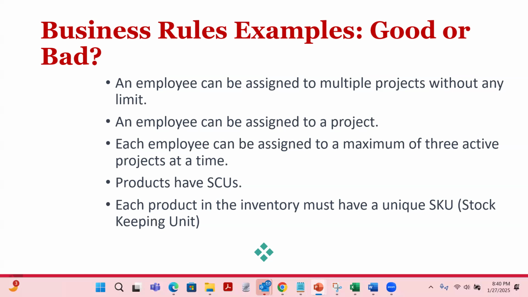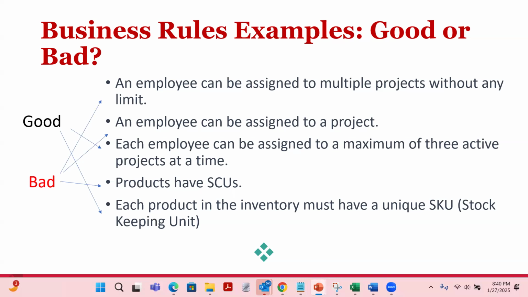Next one. Projects have SKUs. So it's not a precise business rule, and it's not declarative enough. It doesn't tell us whether it's one SKU or multiple SKUs. Next one. Each project in inventory must have a unique SKU. This is a precise, good business rule. So those two are good business rules. The other two are not so good business rules.